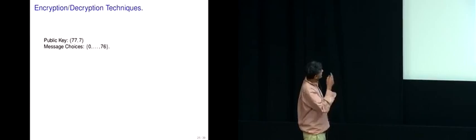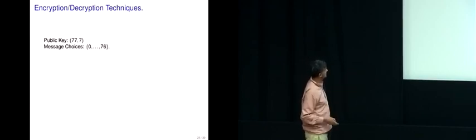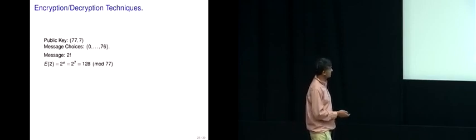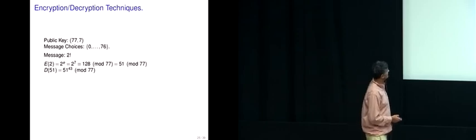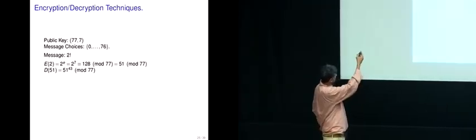Okay, so now all I have to do, let me run it. So there's a public key, 77 and 7. The message choices, you're only allowed this many messages. Those are all the possible messages. So I'm going to send the message 2. I don't know, I feel like 2 is good. So the encoding of 2 is 2 to the E, which is 2 to the 7th, which is 128 mod 77. It's 51, right? Everybody knows that 2 to the 7th is 128, right? You double, double, double. Then 51 to the 43. Okay, so let's do that. Oh no.